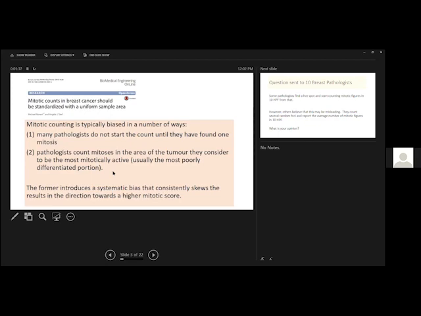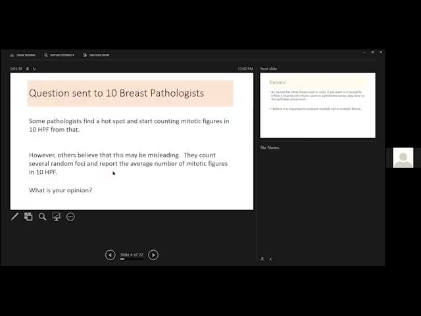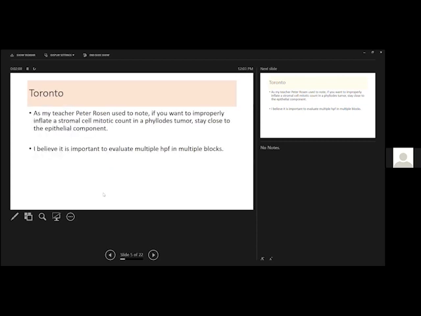So I thought that it's not a bad idea to design a survey and ask breast pathologists in North America, Canada, and the States to see what is the consensus. So my questionnaire was very simple. I said some pathologists find a hotspot and start counting mitotic figures in 10 high power fields from that point. And others believe that this may be misleading and they count several random foci and report the average of mitotic counts. And at the end, I asked, what is your opinion?